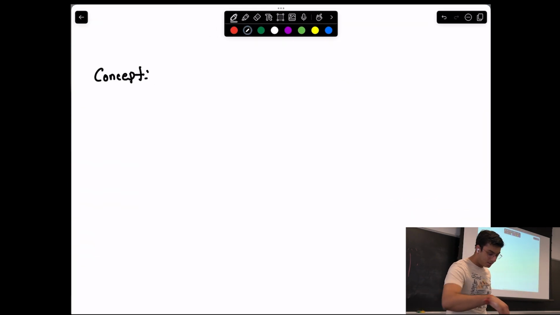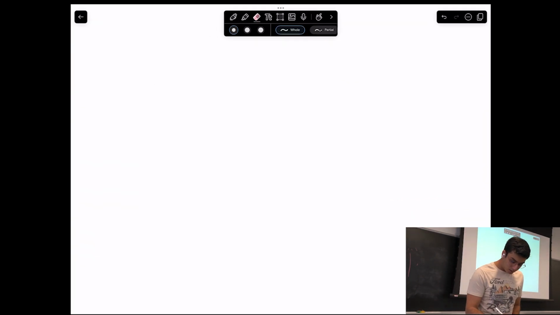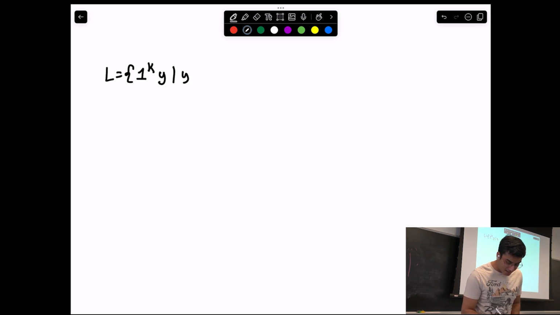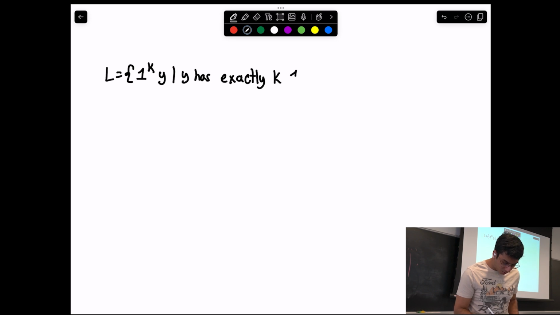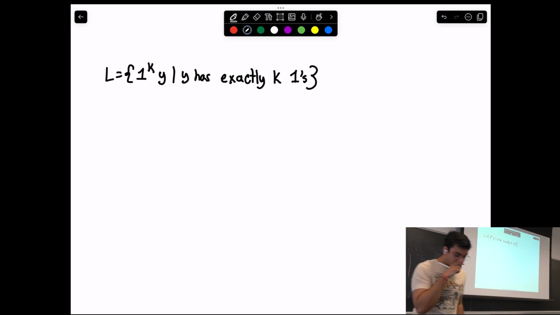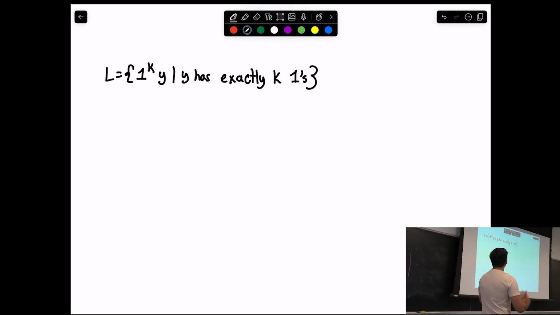So the language is L = { 1^k y such that y has exactly k ones }. Intuitively when I look at this, how would I know how many ones there are unless I counted the number of k's? And if this language is infinite, then I could have as many k's as I wanted. And I don't think I'd be able to decide this in a finite number of states.